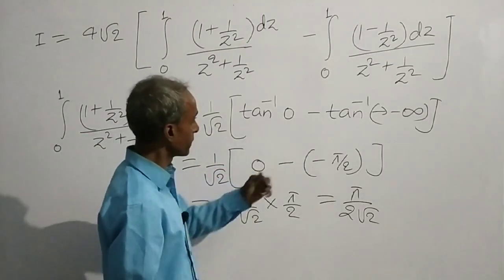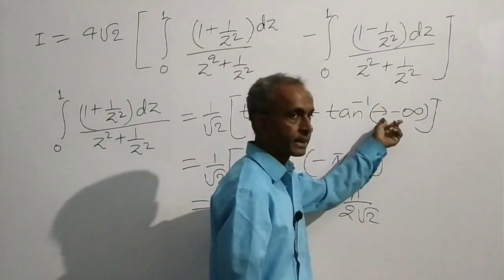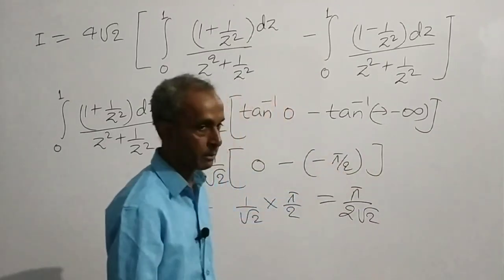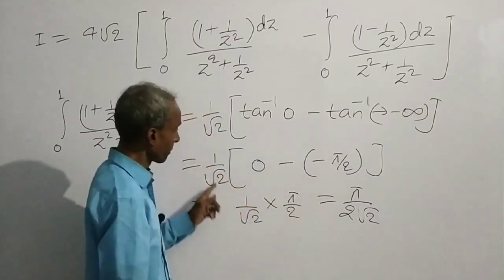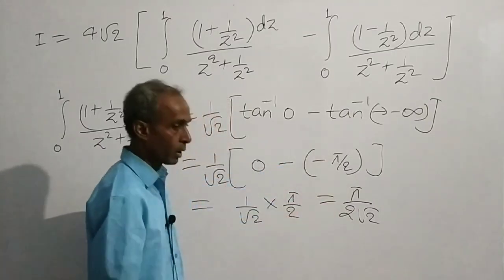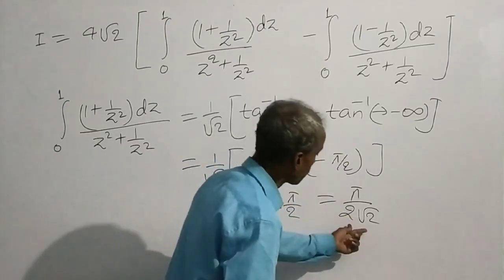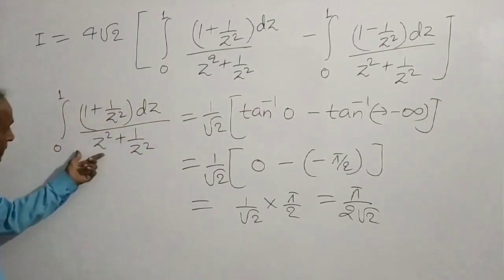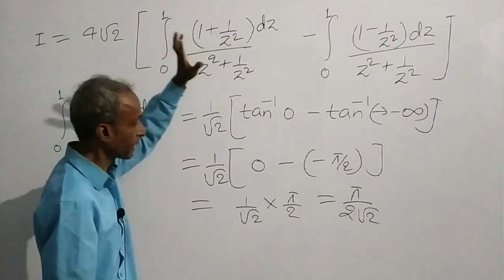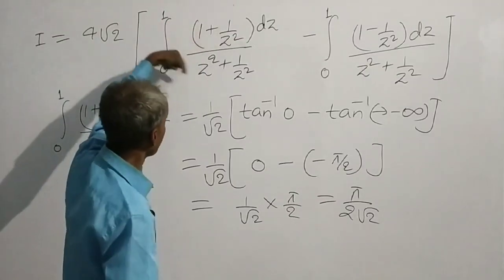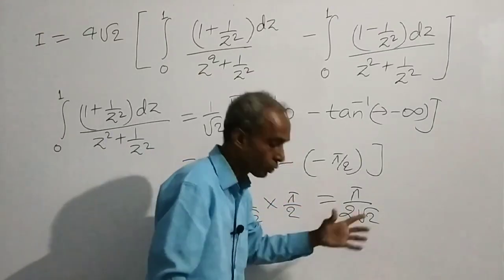Value of tan inverse 0 is 0 and tan inverse of minus infinity is equal to minus pi by 2. Minus and minus will be plus. Therefore, 1 by root 2 times pi by 2. This becomes equal to pi by 2 root 2. Pi by 2 root 2 is value of this definite integral. Therefore, in place of this definite integral, now we will write pi by 2 root 2.